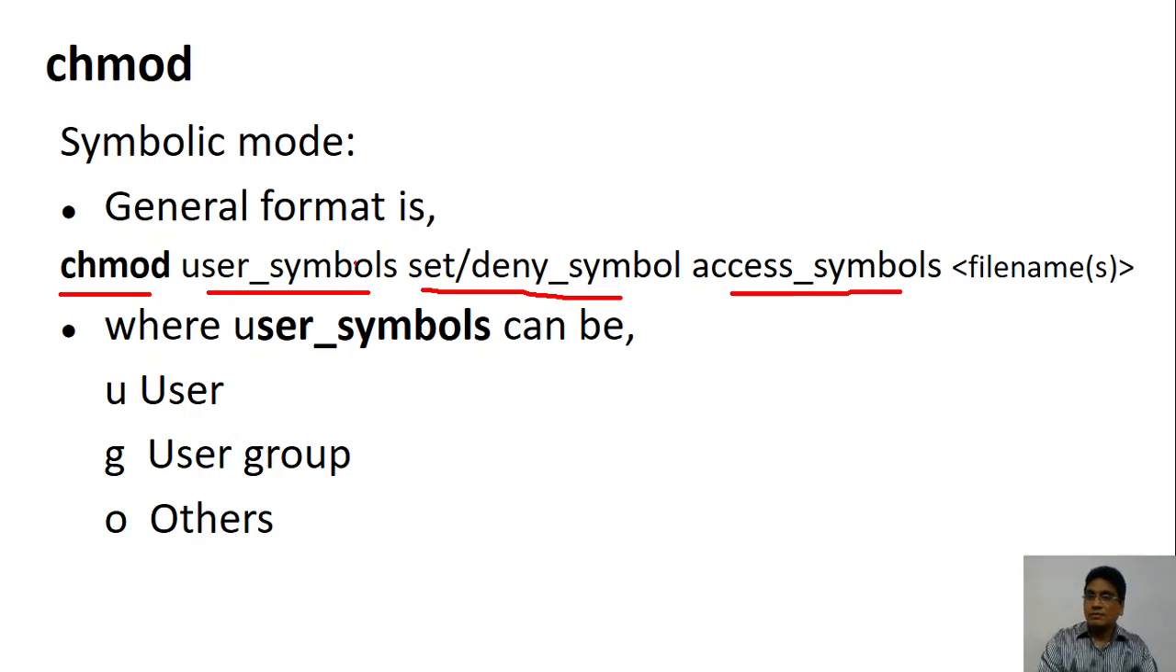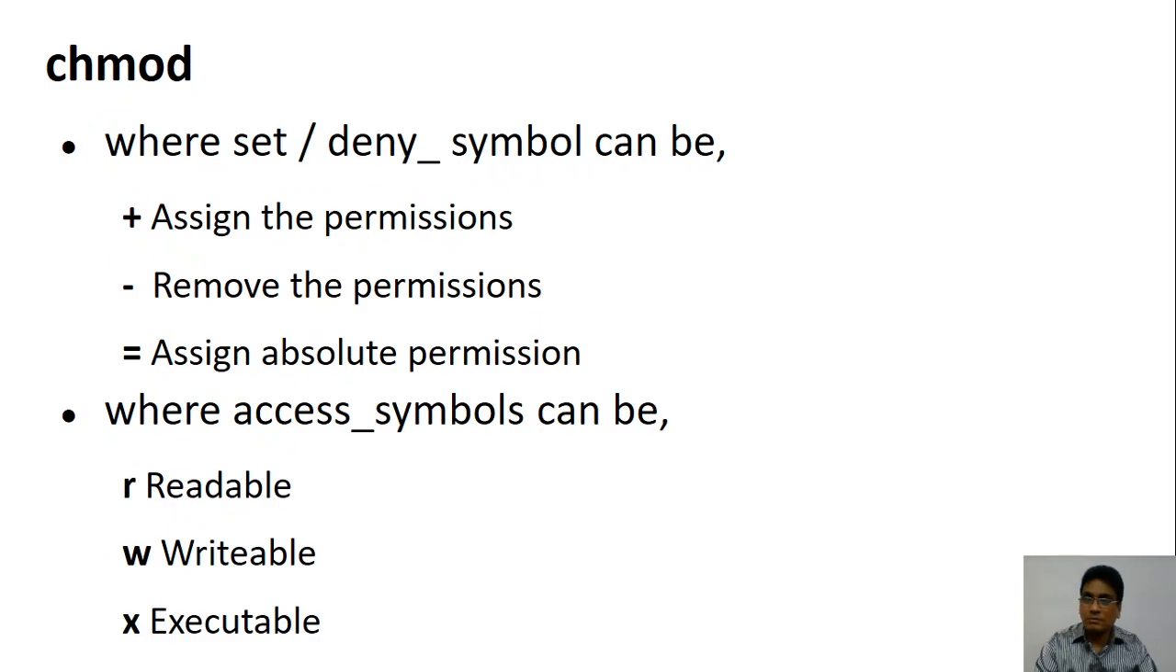So let's start with the first one, the user symbol. U means user, G means group, and O means other. So you can have three symbols over here, either U, G or O, one among them. Then let's look at how to set or remove the permission.